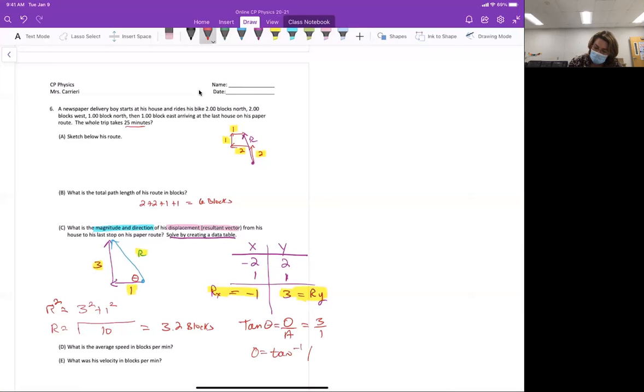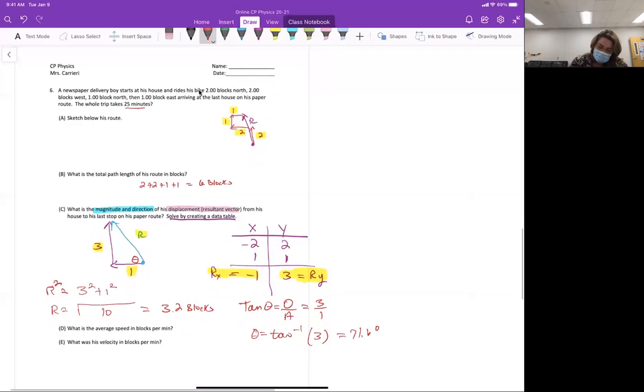And so theta will equal the inverse tangent of 3. And that is 71.6 degrees. Okay, so this is the magnitude and 71.6 degrees above the negative x-axis. That's one way. I'm okay with that. Or how about north from west or north of west? Either one. Both of those are needed.